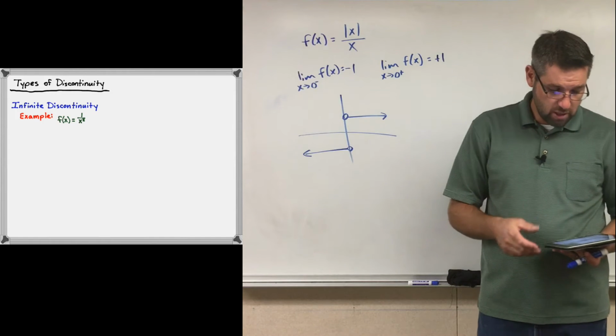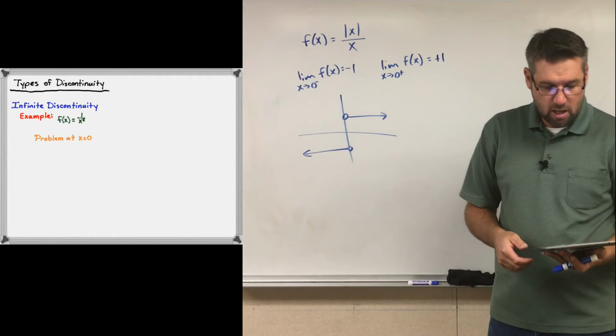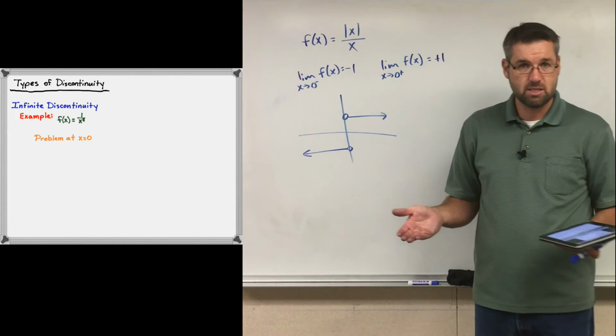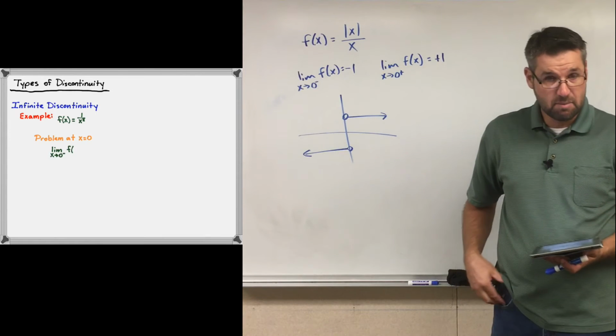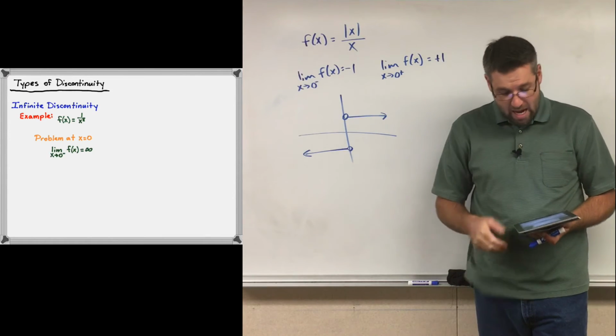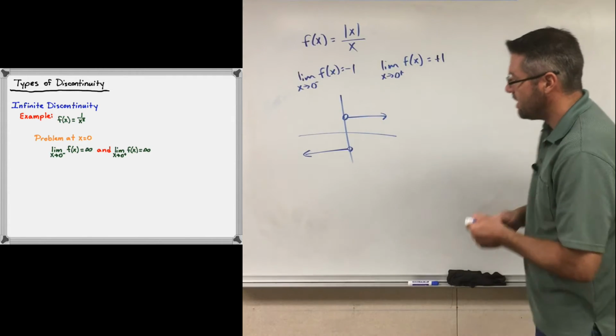The example that I give you here is 1 over x squared. You should be pretty familiar with what this graph looks like, but we know that we have a potential problem when x equals 0 because we can't divide by 0. So we're going to go ahead and take our left-hand limit, and we're going to take our right-hand limit.